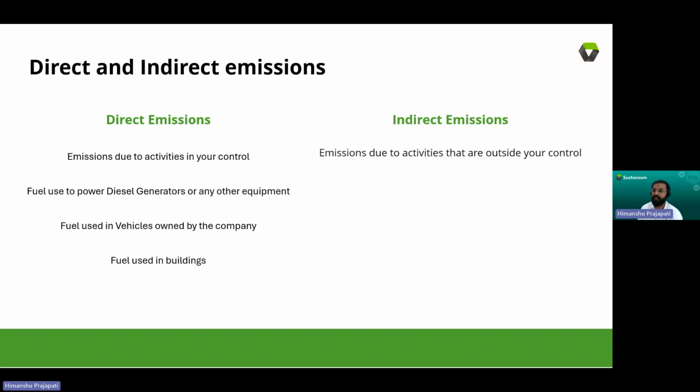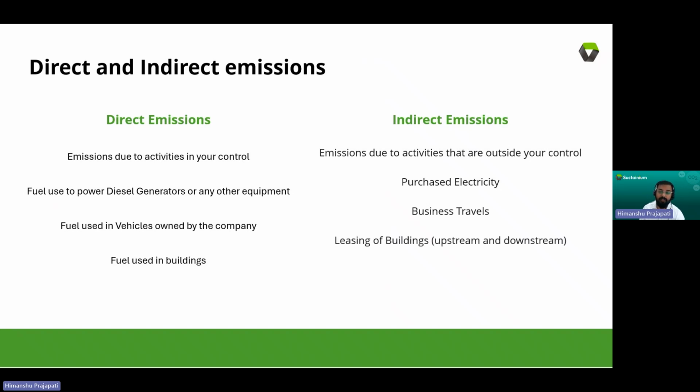control on. So for an example, when you talk about purchased electricity, although you are utilizing that particular electricity, you're not actually generating it, you're not in control of the type of fuel which is being used to generate that electricity. So it is happening outside the organizational boundary, and that is why these are considered indirect emissions. Then there are business travels, which is also outside of your control.